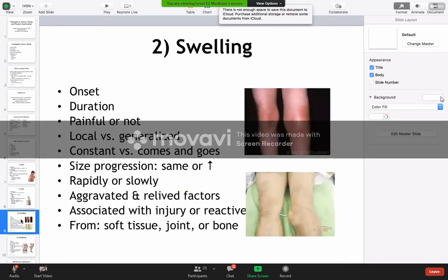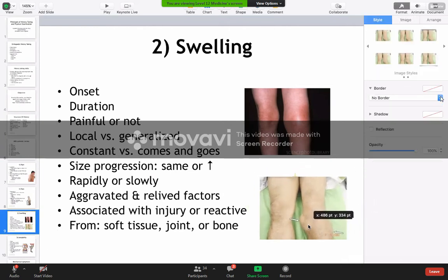Other common complaint is swelling. So the onset of the swelling, duration, whether this is painful or not, whether this is localized or generalized. Also, whether there's fluctuation in the size or this is something constant. How is the progression? Is it fast? Is it slow? And also aggravating and relieving factors are important. Any associated injuries is also very important to ask.